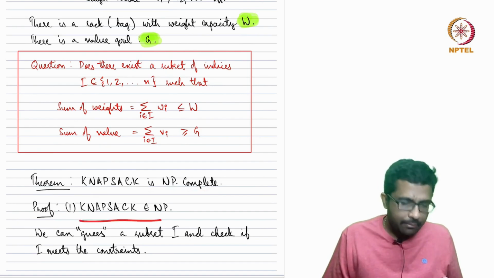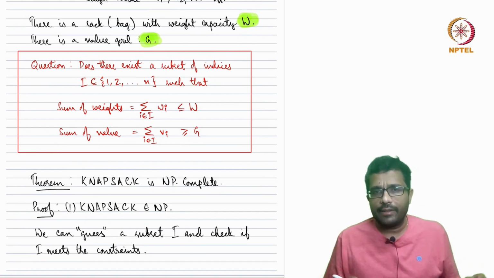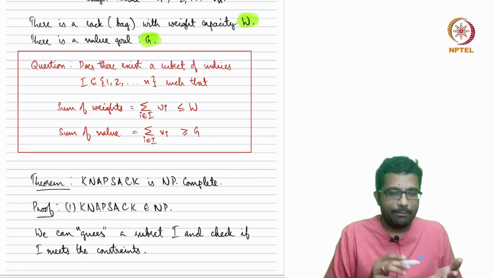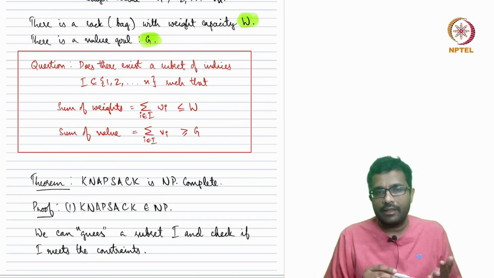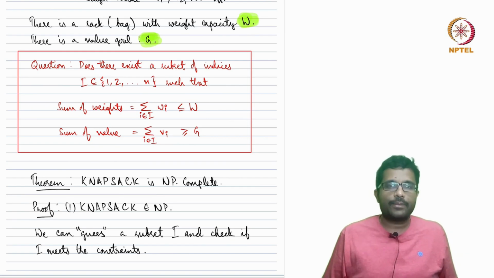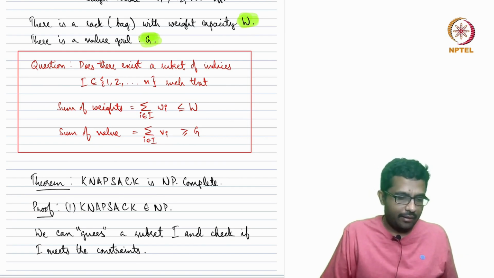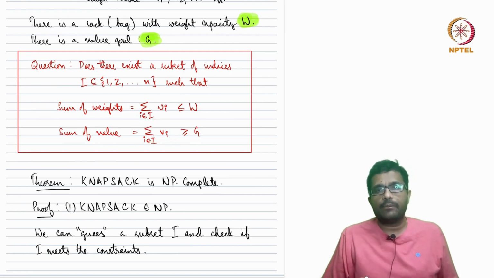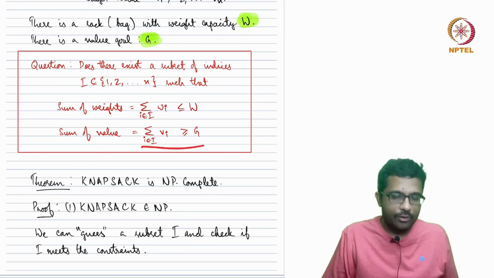First of all, it's in NP by the same standard guess and verify approach. We can guess a subset, nondeterministically picking or not picking each element, and we get a subset. Then we just verify if the subset satisfies these two constraints: the sum of weights being at most the capacity and the sum of values being at least the goal.